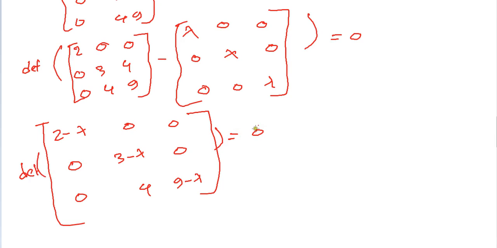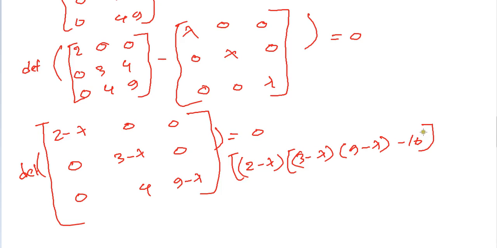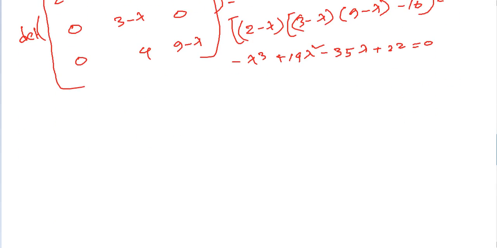So if you find the determinant of that, it will be 2 minus lambda times (3 minus lambda times 9 minus lambda minus 16), the whole term should be 0, right? From there we can write minus alpha cubed plus 14 alpha squared minus 35 alpha plus 20 equal to 0. So it's a polynomial equation, a third order polynomial equation, and the power of alpha is cubed here, right?